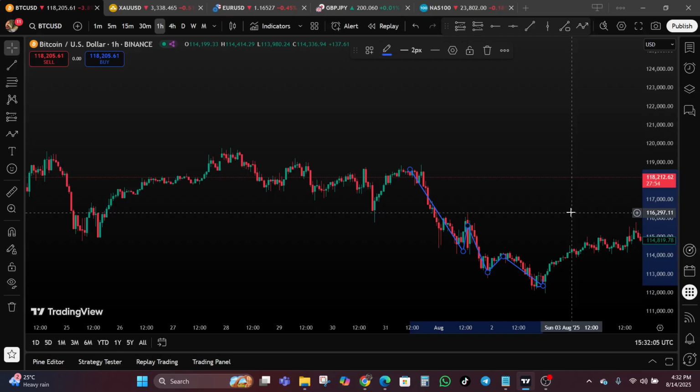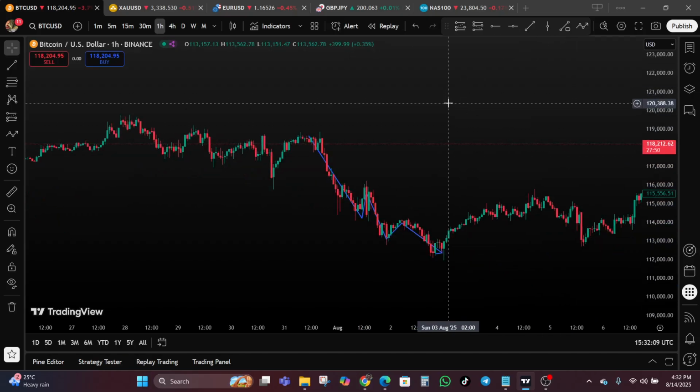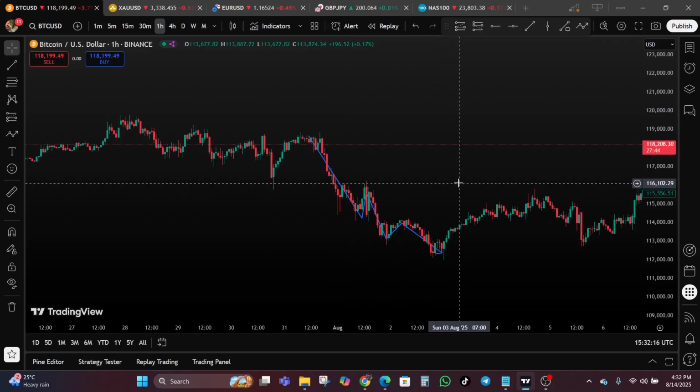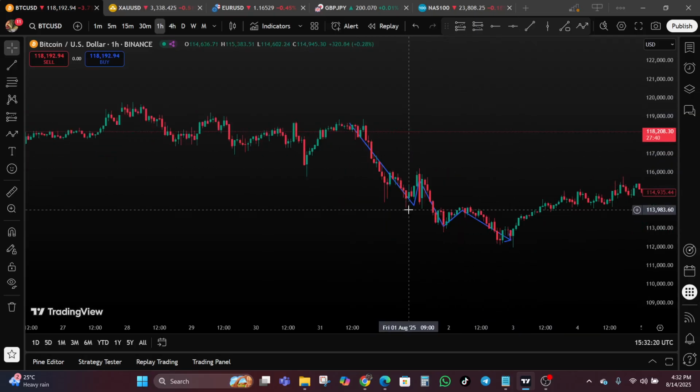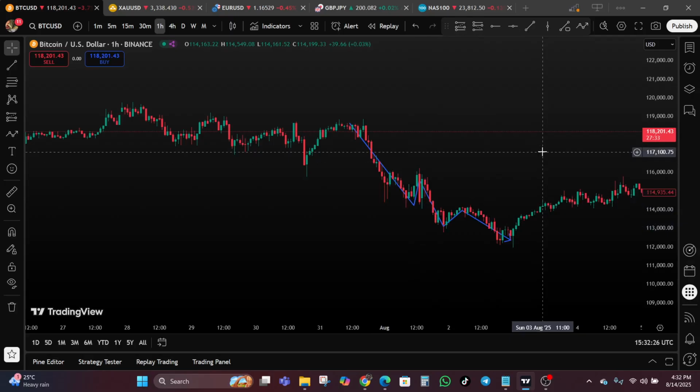Now, the next main component is the order blocks. The first one is market structure. The second one is order blocks. The order blocks are price zones where institutions have placed large buy or sell orders. And then the third component is liquidity grabs. These are points where the market sweeps stop losses.